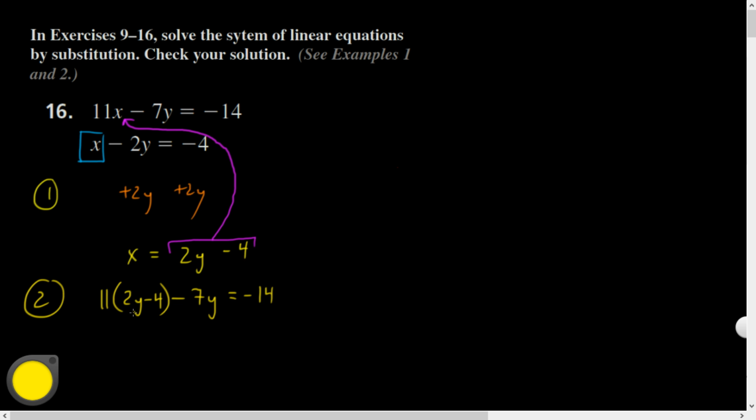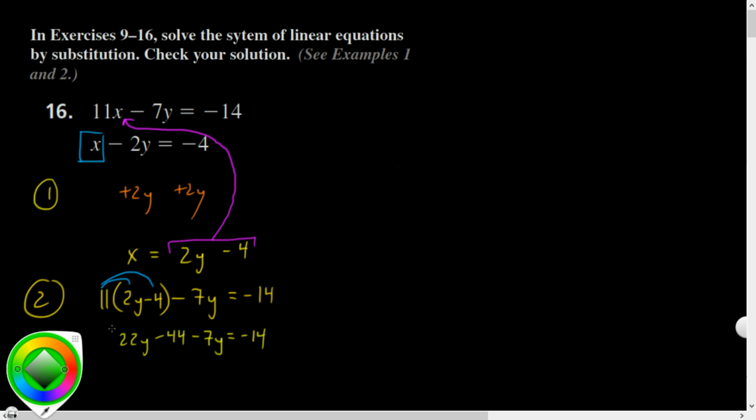All right. So now this equation by itself is perhaps uglier than the other two were, but it's got one benefit in the fact that it only has one variable, one type of variable. So it's actually one that we know how to solve. So 22y minus 44 minus 7y equals -14. Let's combine some like terms.